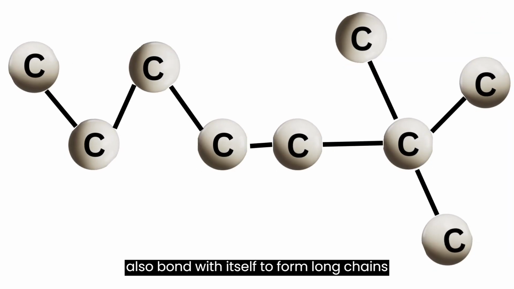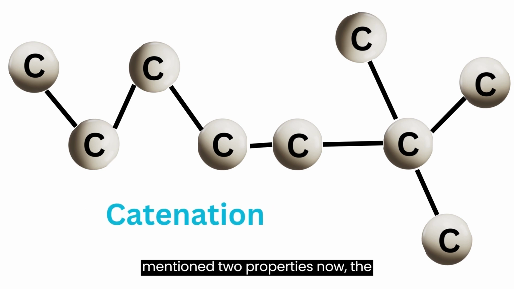Carbon can also bond with itself to form long chains or rings of carbon atoms. We call this property of carbon catenation. I've mentioned two properties now, tetravalency and catenation. Don't forget it. Because of these properties, carbon can create a huge variety of organic compounds with different properties and functions. Let's go further. Now, how do we name and classify these organic compounds?